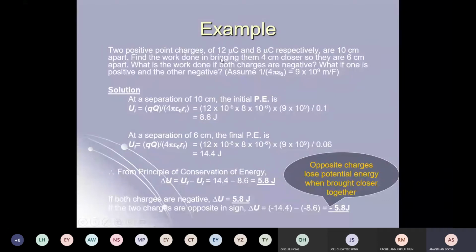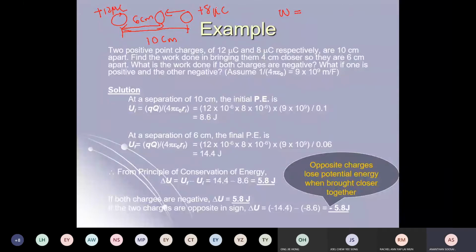Okay, so they're asking for what? Find the work done to bring them from 10 centimeter separation to 6 centimeter. So one is positive 12 microcoulomb, another one is positive 8 microcoulomb. They are separated by 10 centimeters at the beginning. This was moved closer, and now it is only 6 centimeters. So they're asking what is the work done.